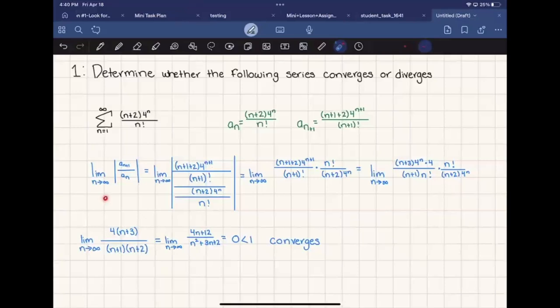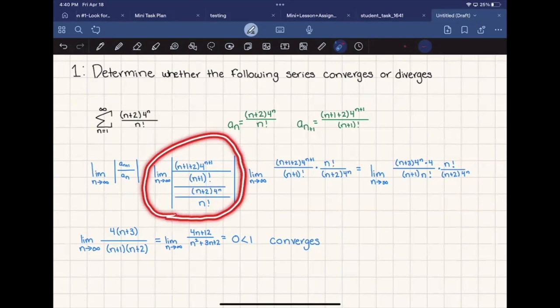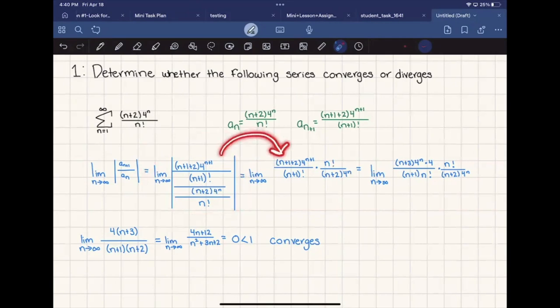So we have the limit as n goes to infinity for the absolute value of a sub n plus 1 divided by a sub n. Now I'm going to substitute in our values that we have specifically for this series, and that is shown here. Notice from our next step that we drop the absolute value bars, and that's because this will all be positive, so there's no need for them anymore.